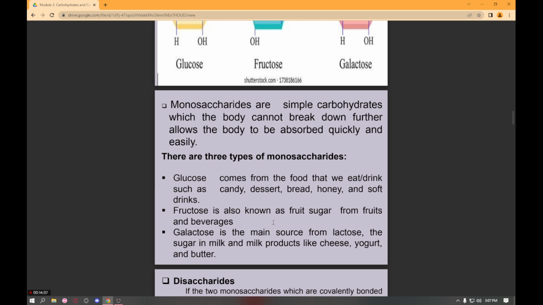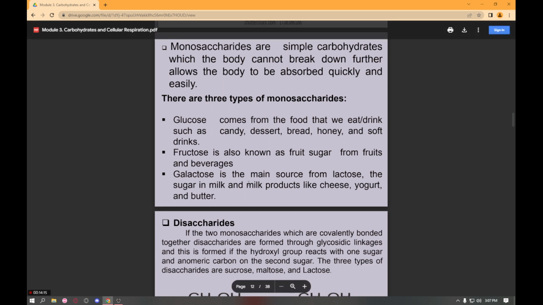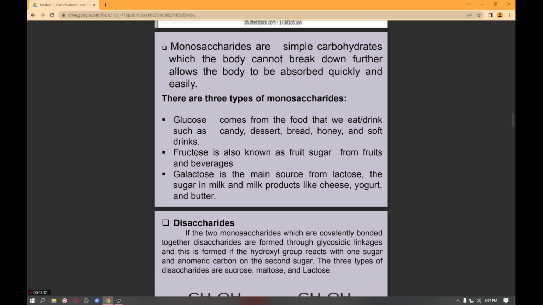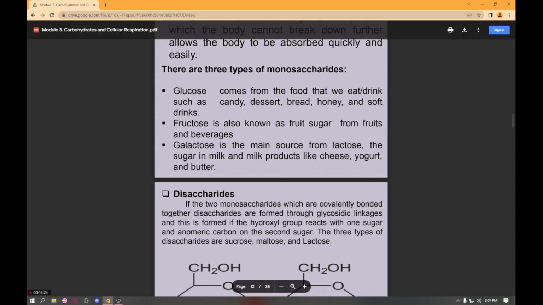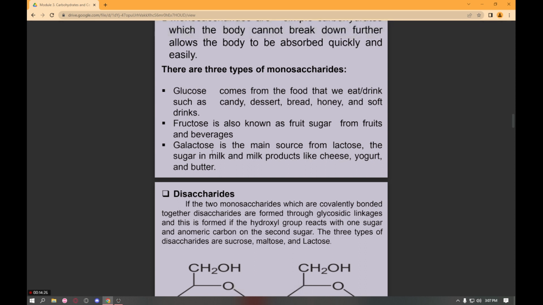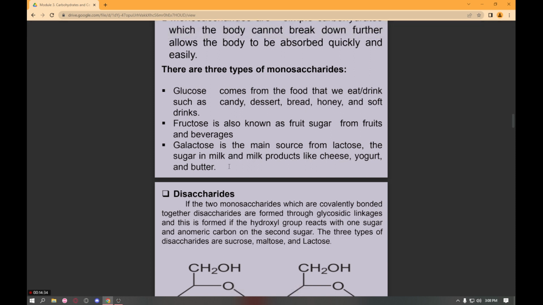Okay, fructose is also known as fruit sugar, from fruits and beverages. Like for example, your red wine came from grapes, so they are under the fructose, under the fermentation. How about when you say galactose? This is a main source from lactose, so which means that this galactose is not alone. So the sugar in milk and milk products like cheese, yogurt, and butter are generally considered galactose, but the main source is lactose because that is a combination with the presence of milk.